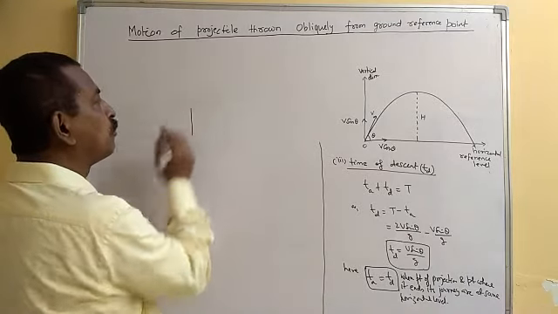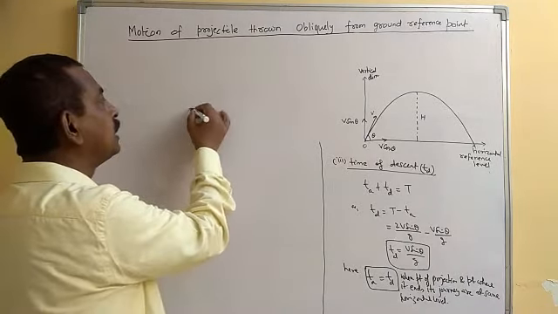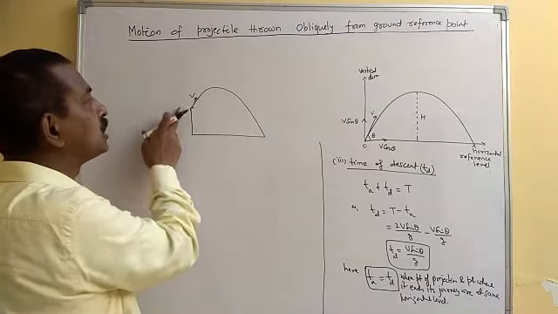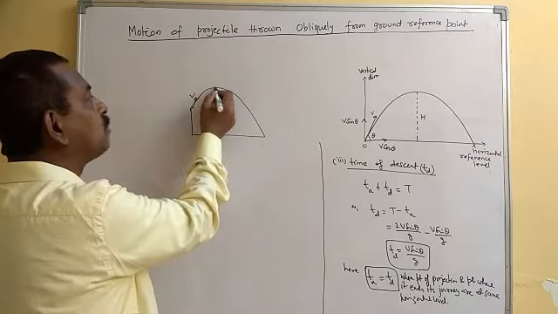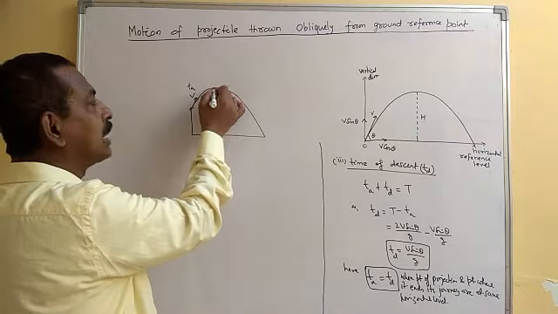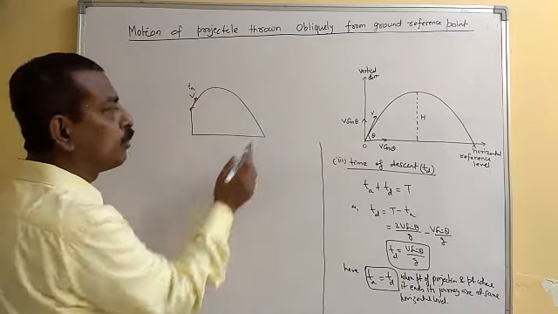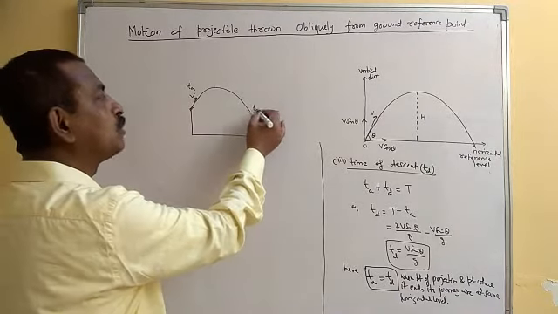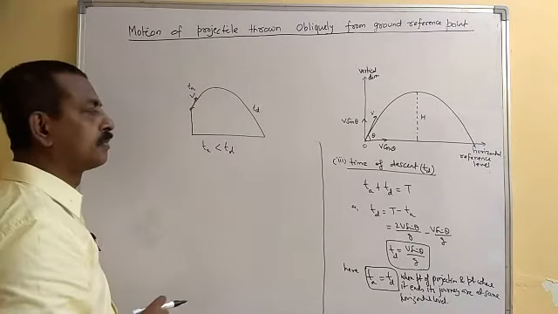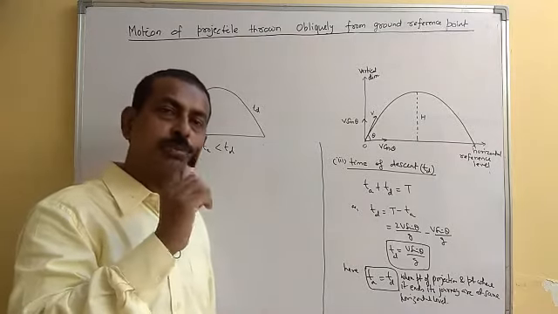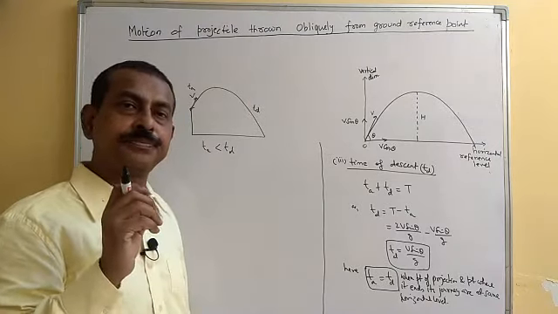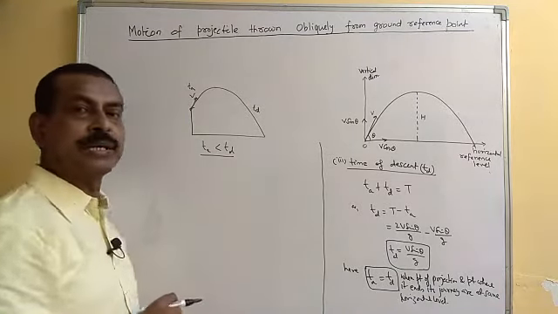This is the point from where the body is projected. So it is thrown from this point with velocity v, and it follows the path like this. Time of ascent will be the time taken to move from this point to the point of maximum height. And the time taken to move from the point of maximum height to the point where it is ending its journey is your time of descent. So obviously in this case, Ta will be less than Td. When the point of projection is at a certain height with respect to the point where it is ending its journey, then time of ascent will be less than time of descent.